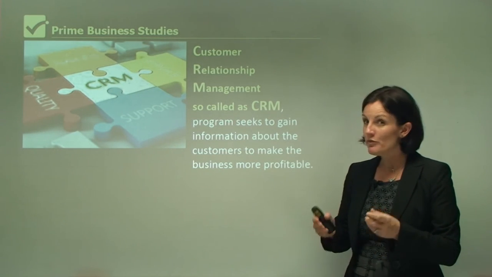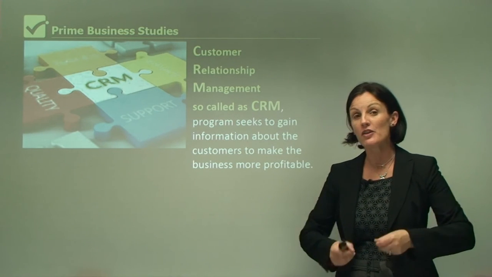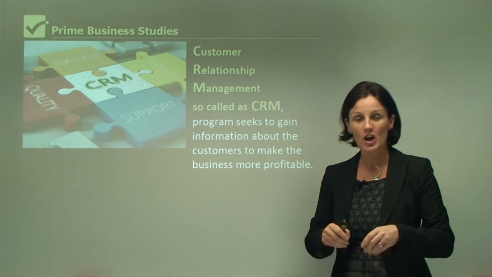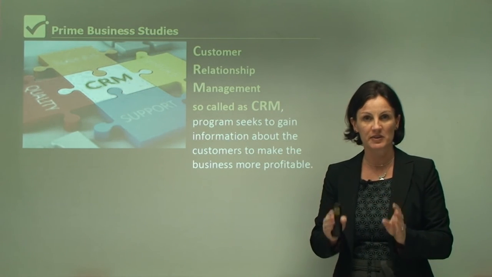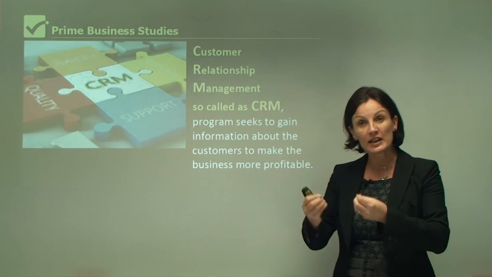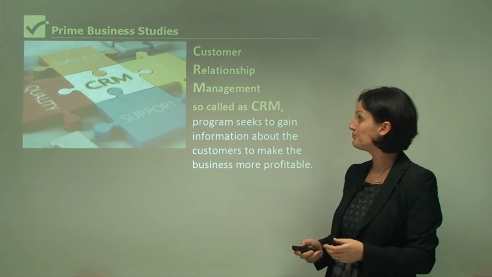Now, you may have seen this already. If you go into Rebel Sport and you buy a product, they will ask you for your postcode at the point of sale. They want to know where their customers live. They're trying to gain a relationship with their customers and find out more information.